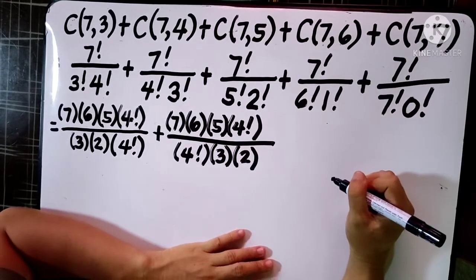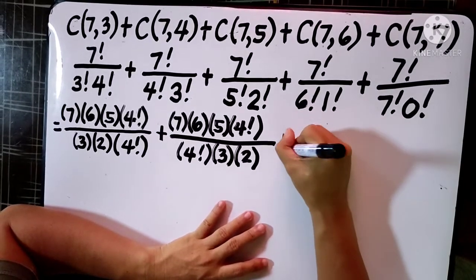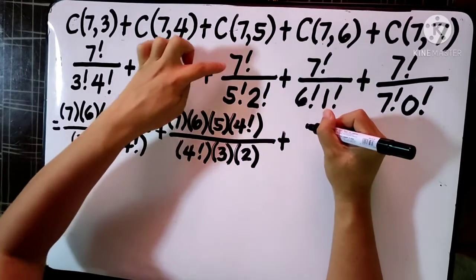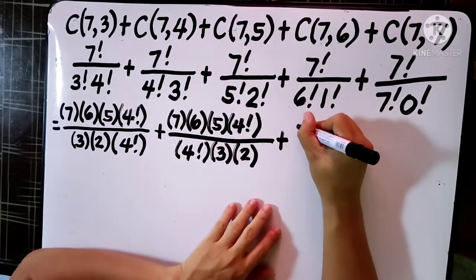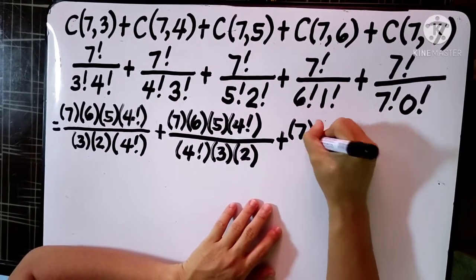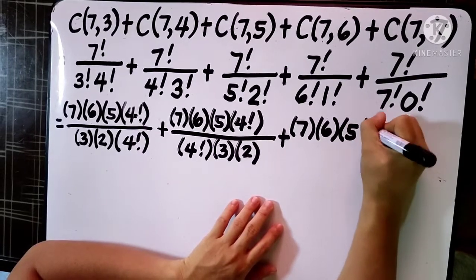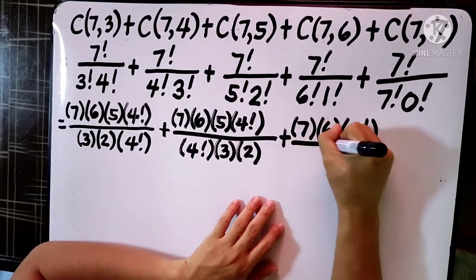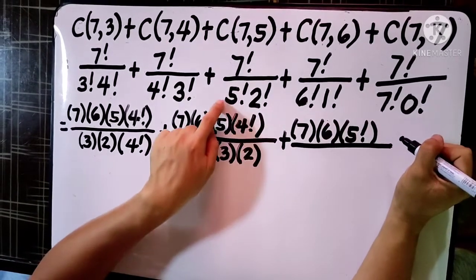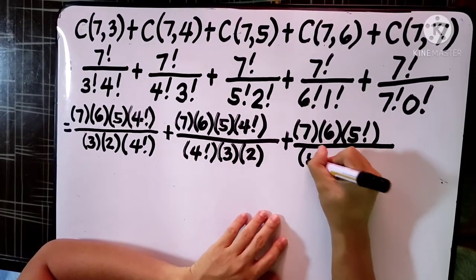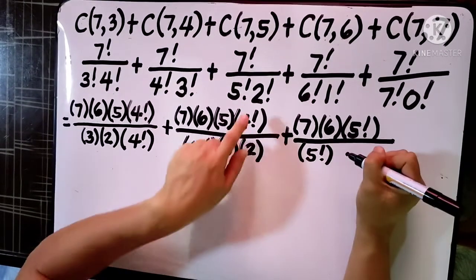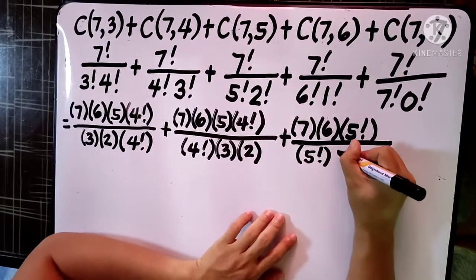Now let's move on to the third combination. Plus 7 factorial becomes 7 times 6 times 5 factorial over, you copy 5 factorial. Then 2 factorial is 2 times 1.